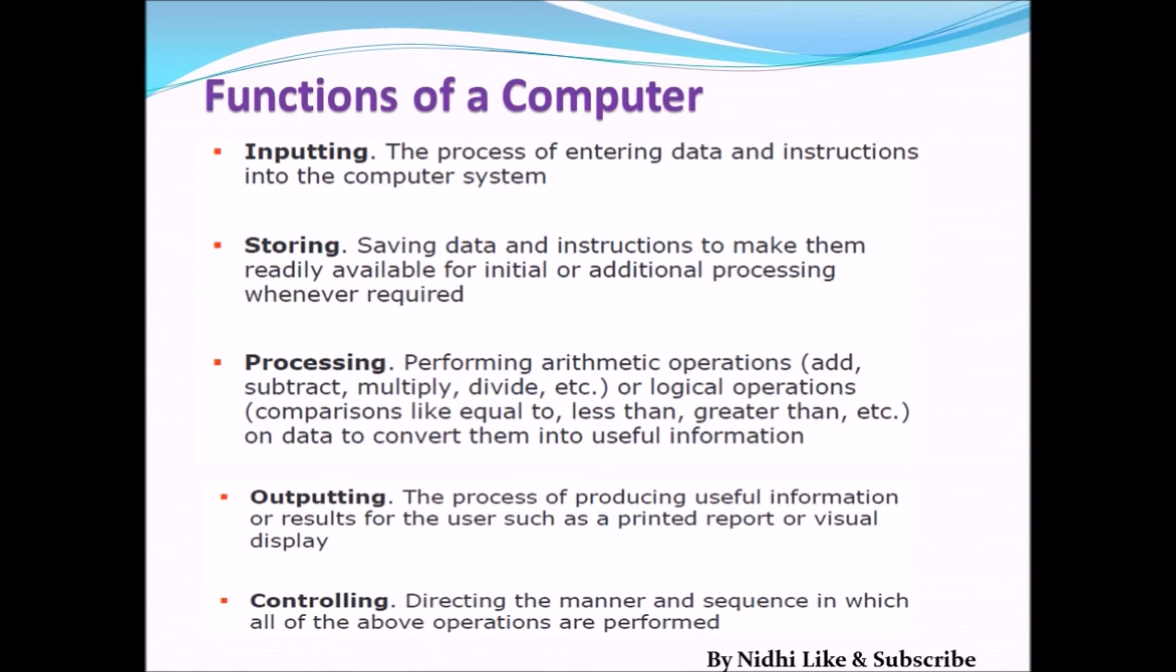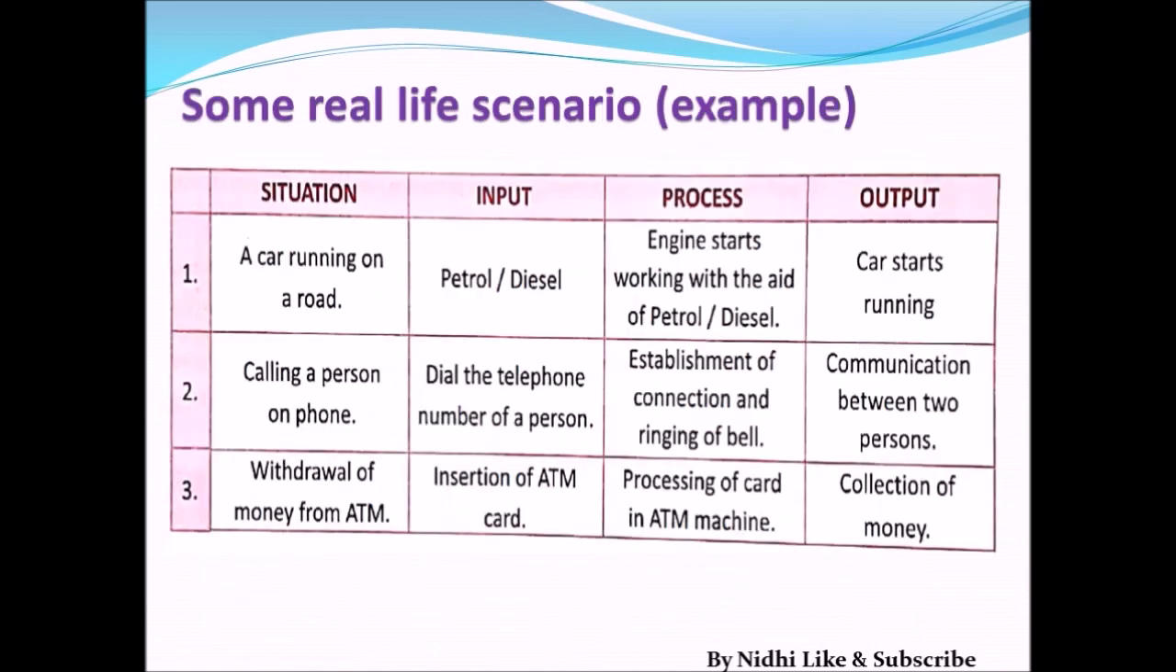Okay, so this is about the functions of a computer. Now I would like to tell you some real life scenario examples where we have a situation and we will find out the input, process and output of that situation. Our first situation is a car running on a road. Here the input can be petrol or diesel. Processing means the engine starts working with the help of petrol or diesel, and the output is that the car starts running. Clear?